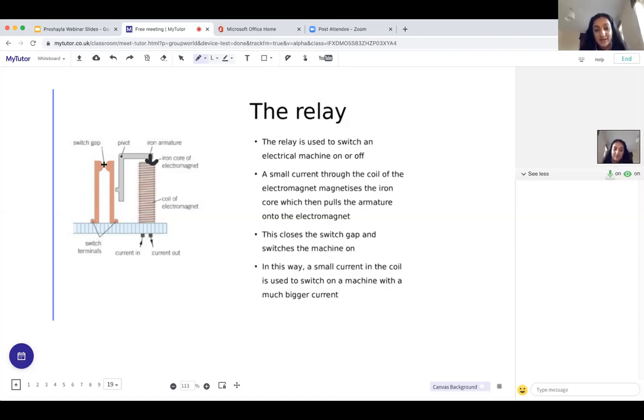So just to explain it again, we get a current going through the electromagnet, which goes in here. This current magnetizes the electromagnet. So it makes the electromagnet turn on, get magnetized. When that happens, it's now an induced magnet, right? So it attracts the iron armature.